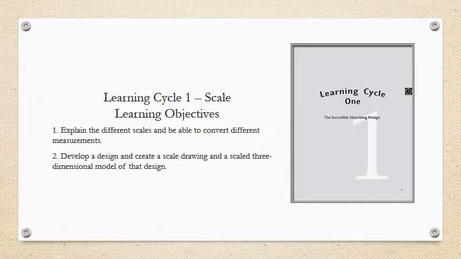And the learning objectives for this learning cycle or this lesson are that the students can explain the different scales and be able to convert different measurements in those scales, and then also to develop a design and create a scale drawing and scaled three-dimensional model of that design.